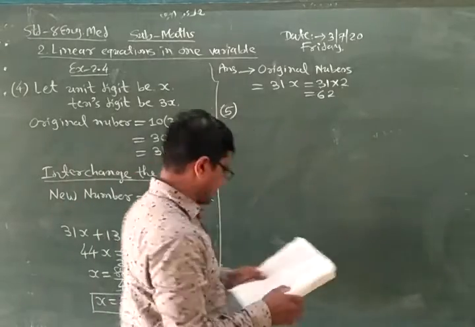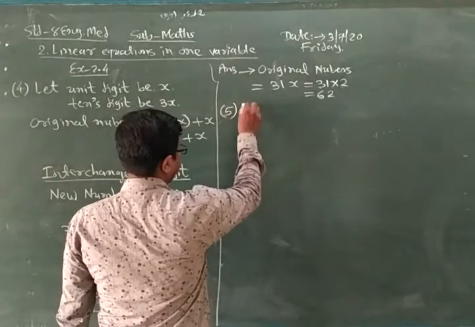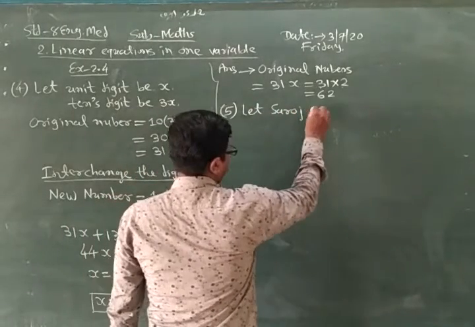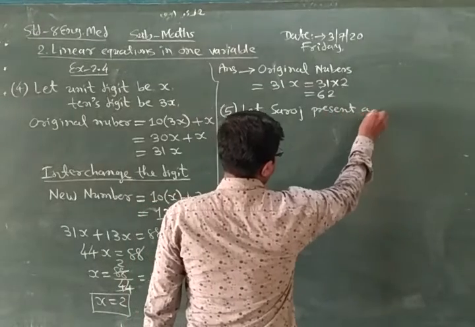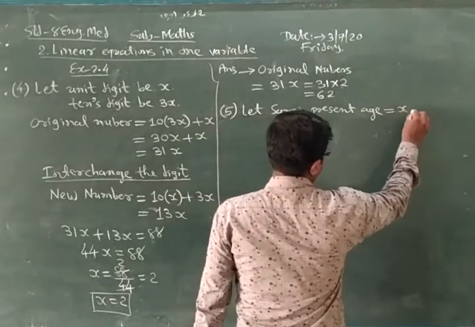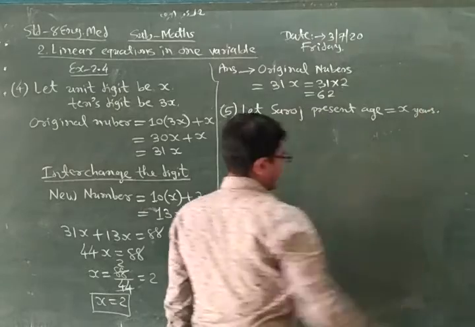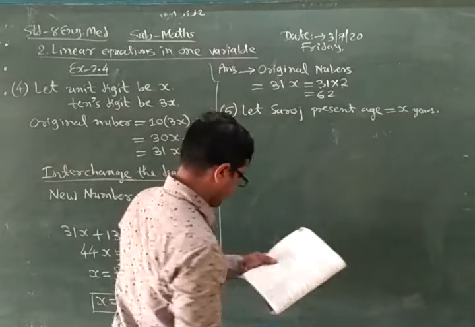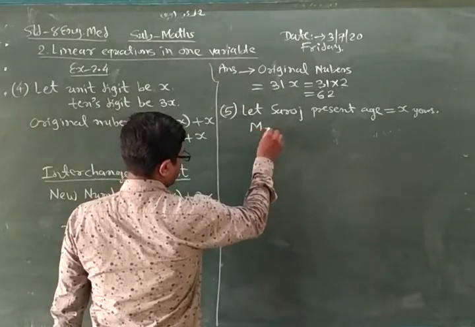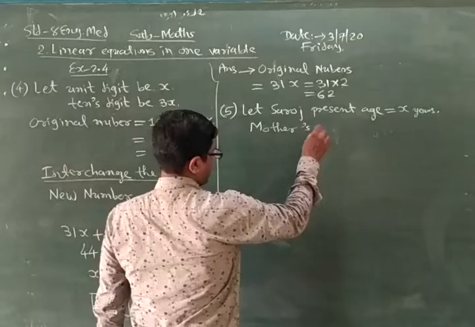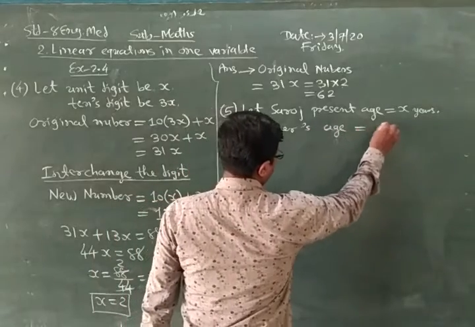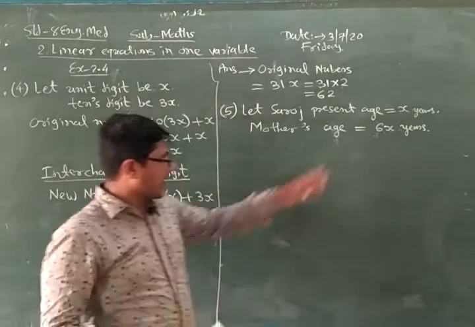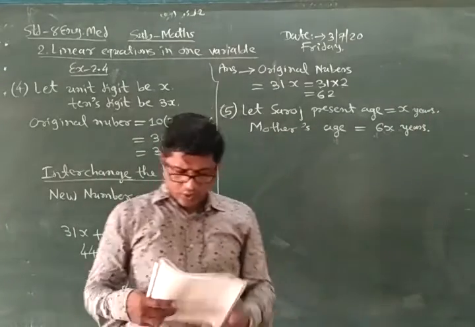Let Saroj's present age be x years. Now Saroj's mother's age is 6 times, so Saroj's mother's age is 6x years. Okay, because Saroj is x, the mother is 6 times, older than Saroj.